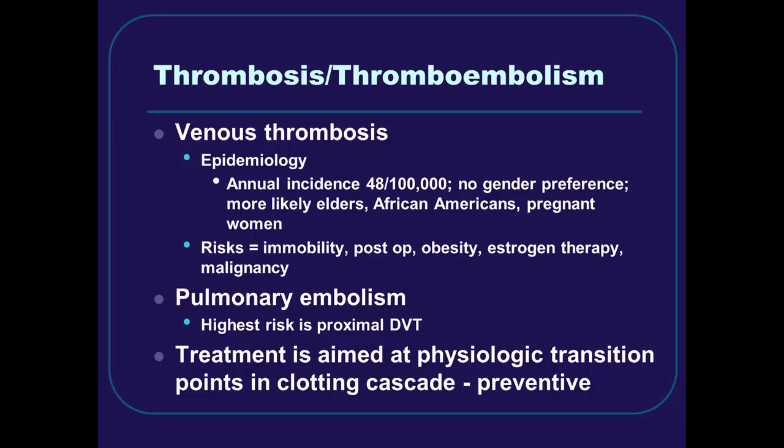The most common pathology that we think about when we think about the spontaneous development of clot is thrombosis or thromboembolic disease. So let's take a look at this common pathology. With VTE or venous thrombosis, you can see that the annual incidence is actually pretty high. We want to remember that VTE, when we look at epidemiology, has no gender preference, although, as we've talked about, it is more likely to occur in elders, but also more likely to occur in African Americans. We've already talked about the risk factors, so I won't go back over them at this point.